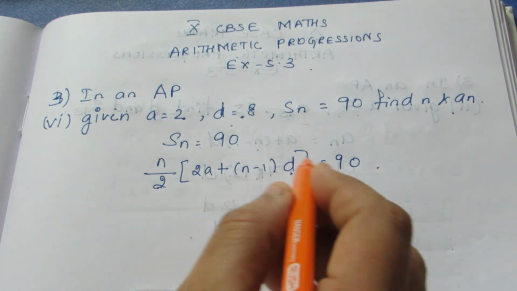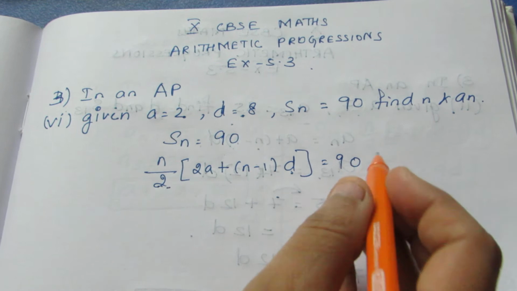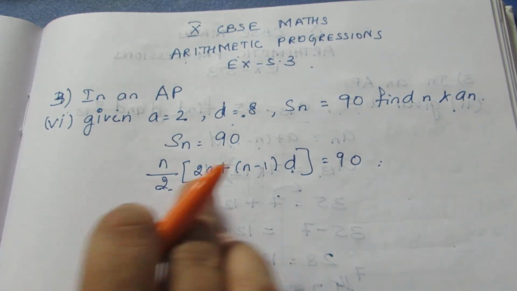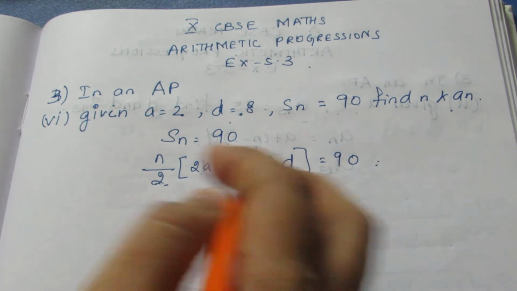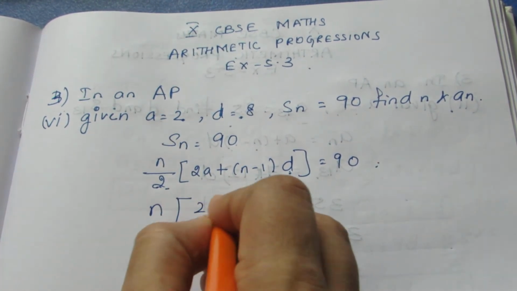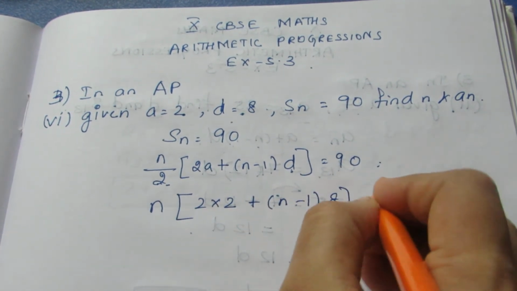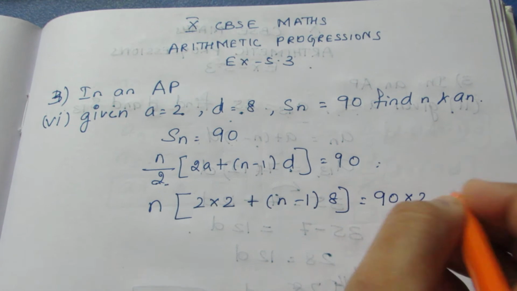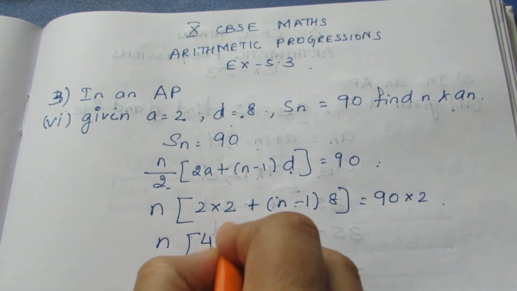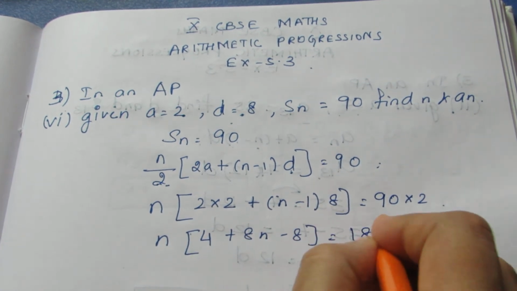Before that I am going to take this number to this side. It is in multiply, so if I want to take it to this side, it comes as divide. If I want to take it to the other side, it comes as a multiply. So n I don't know. Here 2 into a is 2 plus n we don't know, d is 8, equal to 90 into 2. Now solve this. 2 2s are 4 plus 8n minus 8 equal to 180.